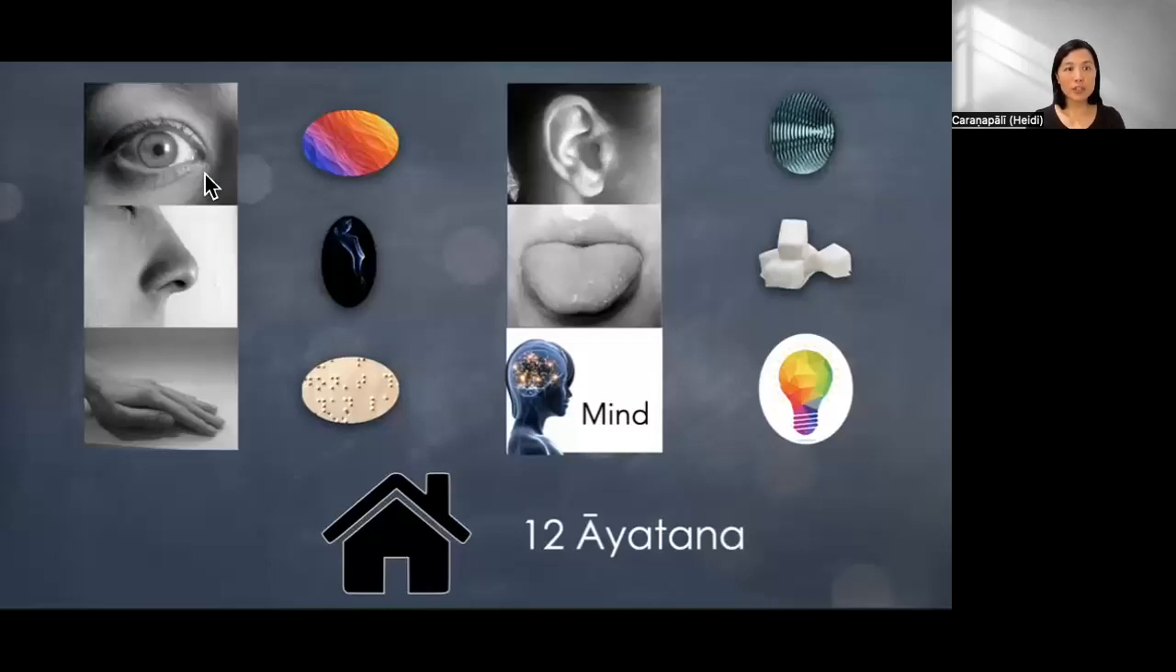So for eye consciousness to arise, what are the bases? What is necessary? Chakku pasada, eye sensitivity, as well as rupa, visibility of the object. So this is the basis for eye consciousness to arise. Then in the same way, for ear consciousness to arise, we need ear sensitivity, we need sound, this pair. So for nose, tongue, and body, we understand it in the same way. For nose consciousness to arise, these two bases are necessary. Tongue consciousness to arise, these two bases are necessary. And for body consciousness to arise, these two bases are necessary.